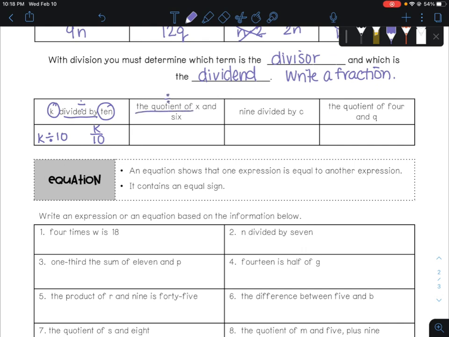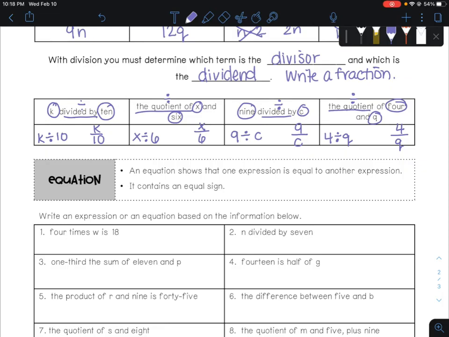The quotient of x and 6. So that's x divided by 6 or x over 6 if you wanted it to be a fraction. 9 divided by c. So 9 divided by c or 9 over c, as a fraction. The quotient of 4 and q means 4 divided by q or 4 over q. Okay, so either way would be okay to write it. It's usually safer to write it as a fraction, but either way is acceptable.